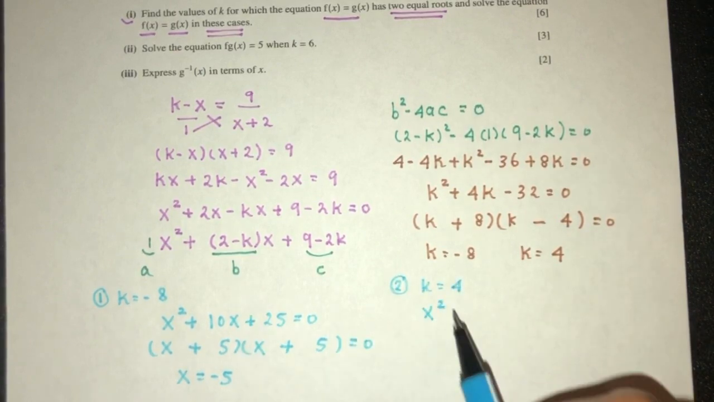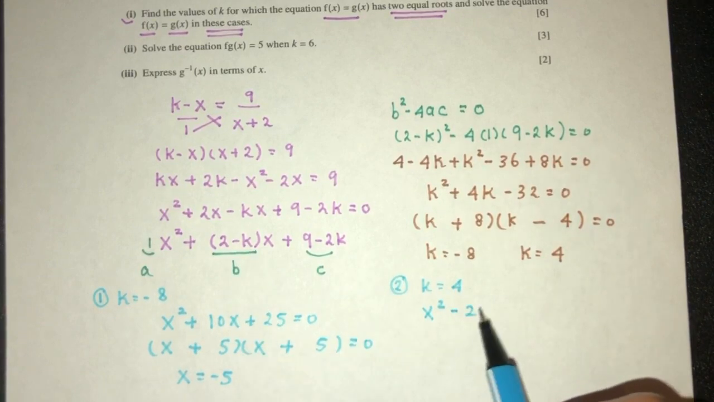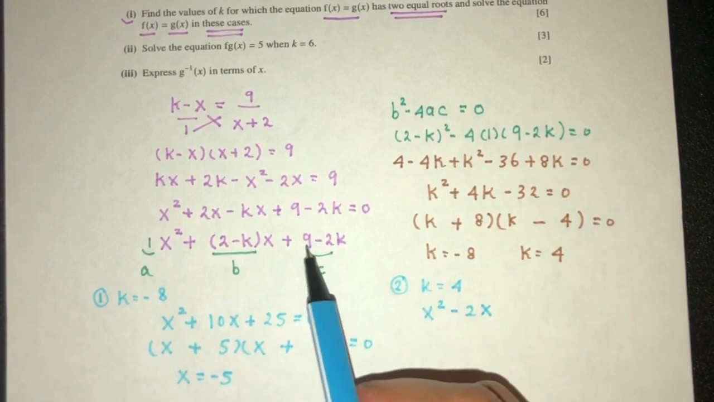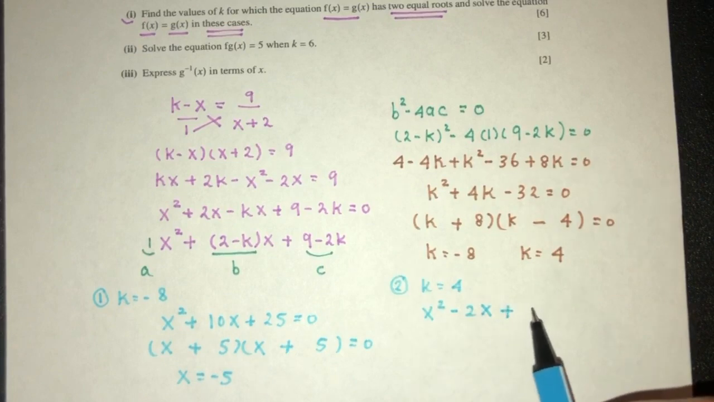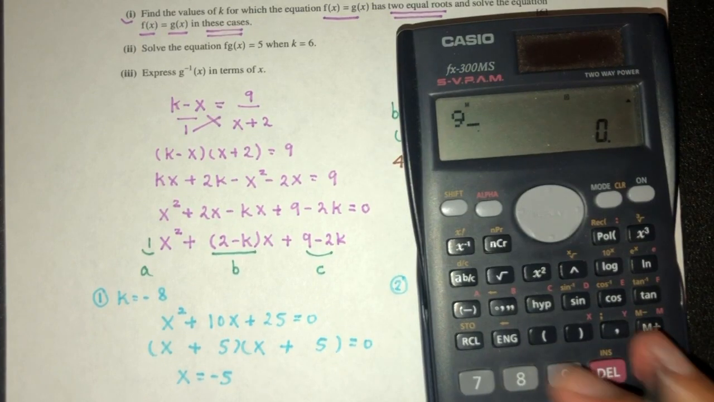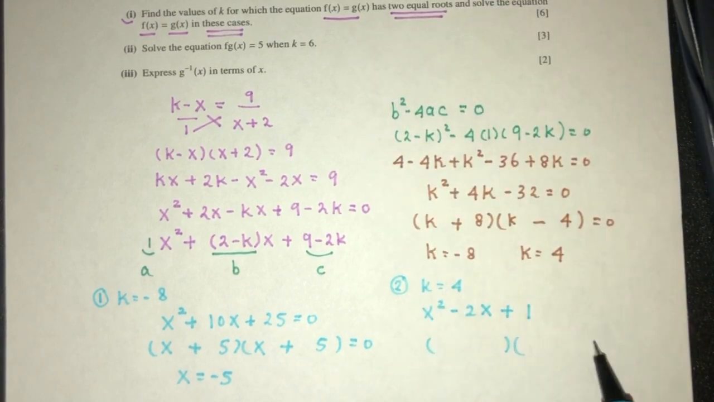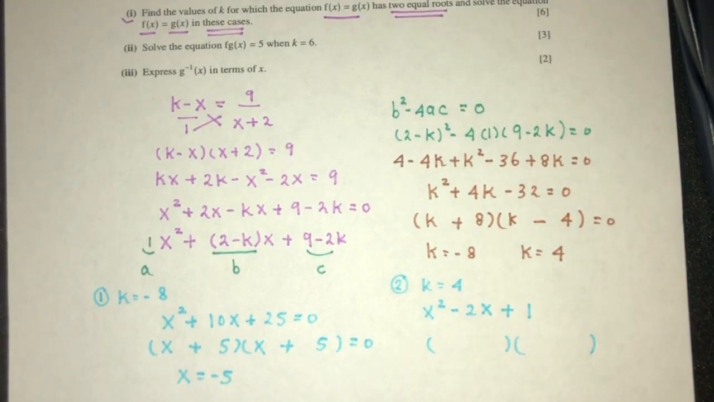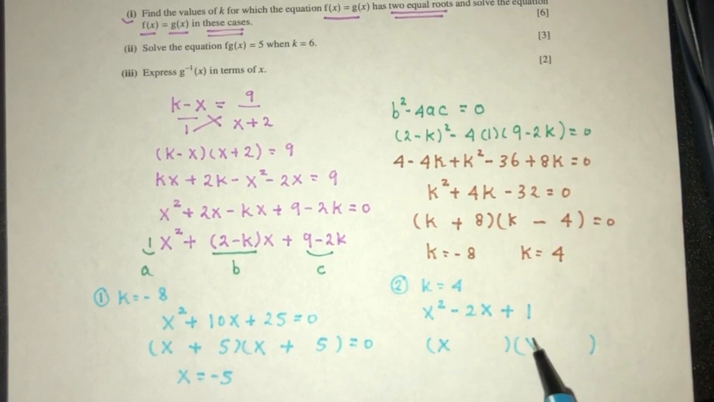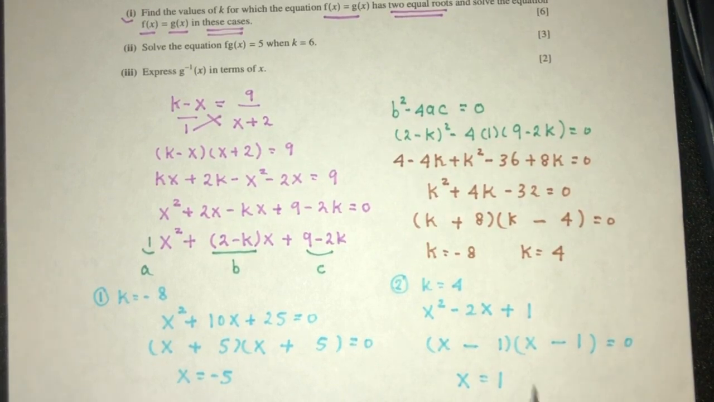Now in the case of k equal to 4, what do we have? We have x squared, 2 minus k should be minus 2x. And then 9 minus 8 should be plus 1, right? So 9 minus 2 times 4 should be just 1. Now we can try to factorize this one. We get 1, and we need to have minus 2. That will be x times x. 1 is 1 times 1. To get minus 2, we have to have minus 1 minus 1. X will be the value of 1. So in these two cases, we have two possible values that we can get for this equation.